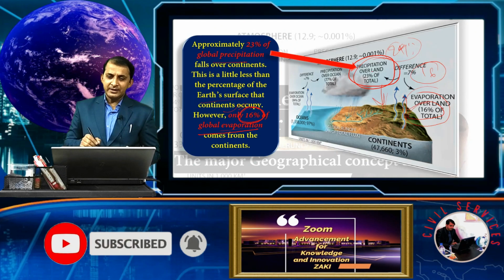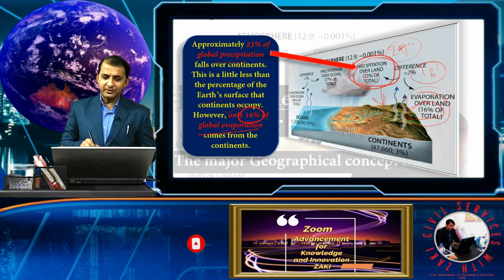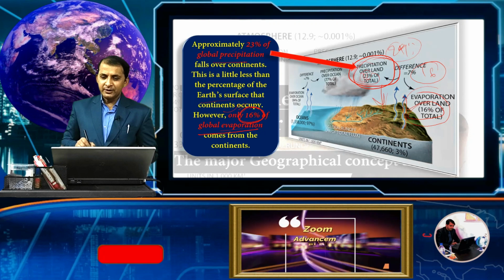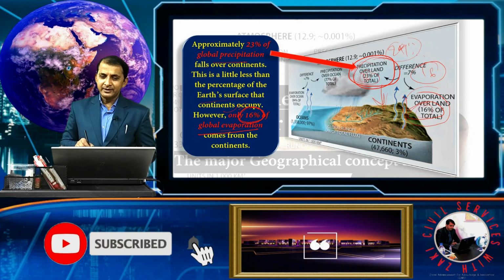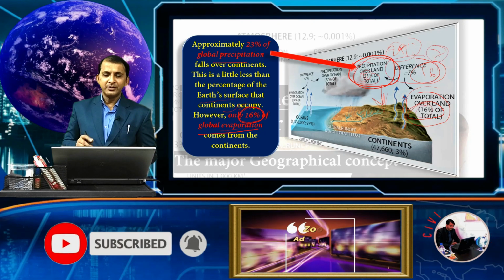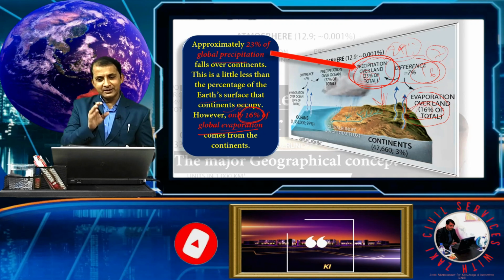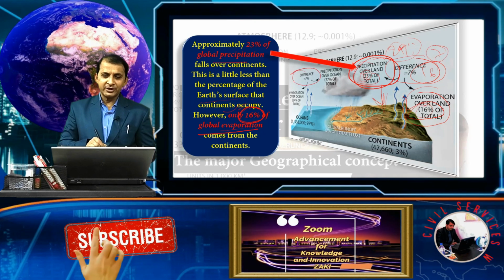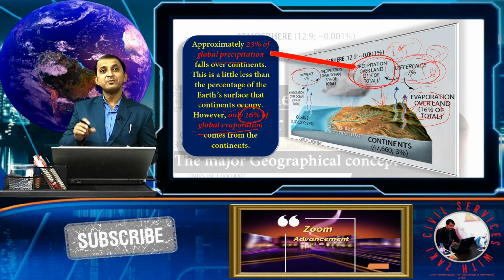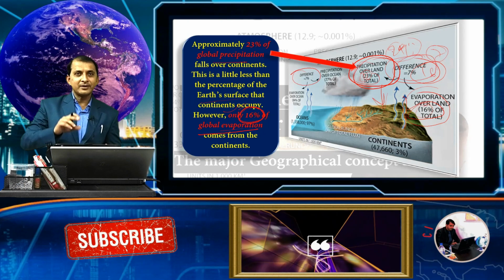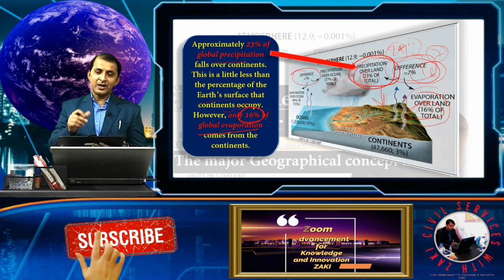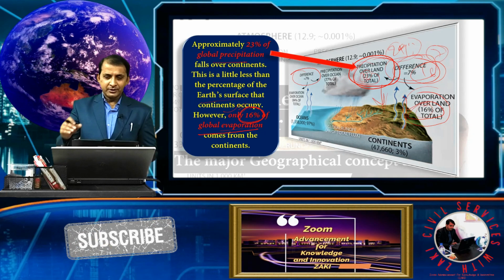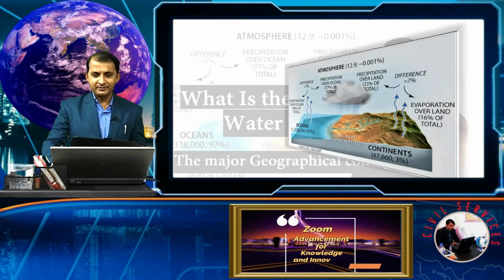So if we see here, precipitation is 23% and evaporation is 16%. The difference is 7%. So here 7% of water is in excess. Here 7% is reduced and here 7% is increased. So where are these imbalances redressed? See here in the next slide.